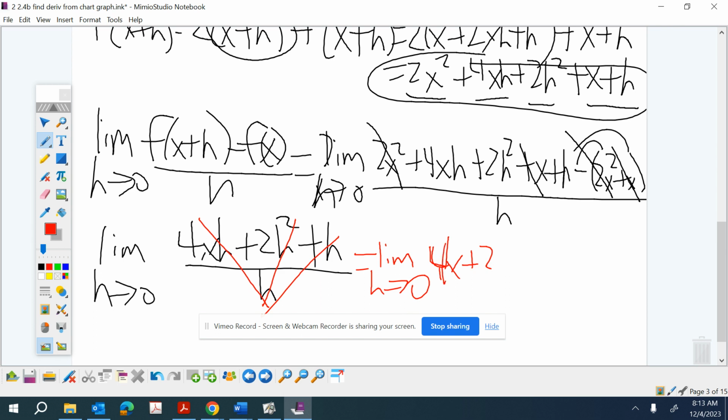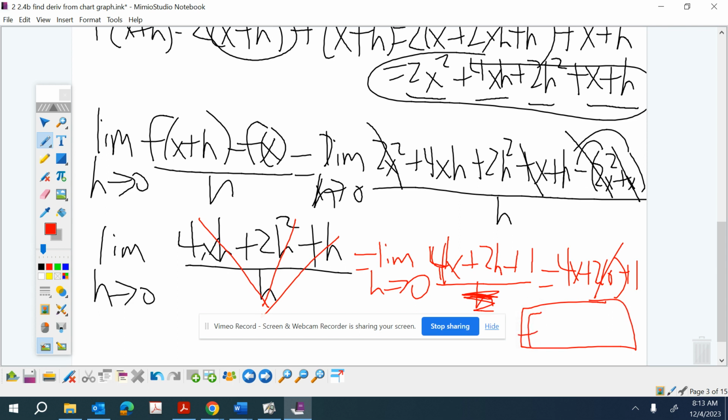that's a 4 there, 2h plus 1. Now notice, I'm sorry, not over h anymore. I divided that out. Notice now that I don't have an h in the denominator, I can plug in the 0. So it becomes 4x plus 2 times 0 plus 1. 2 times 0 is 0. So your final answer for this one, the derivative formula, is 4x plus 1.